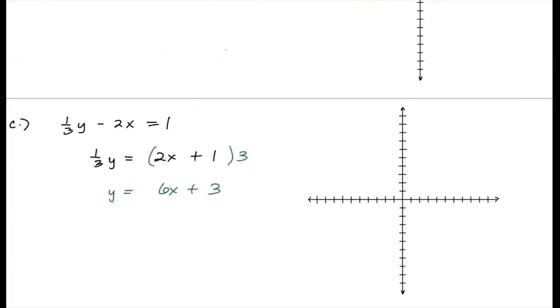Now to graph this guy, the slope is 6 and the y-intercept is 3. So plotting a point on 3 on the y-axis, and then the slope 6, so going up 6, 1, 2, 3, 4, 5, 6 to the right 1, and plotting another point. And then we have our line.